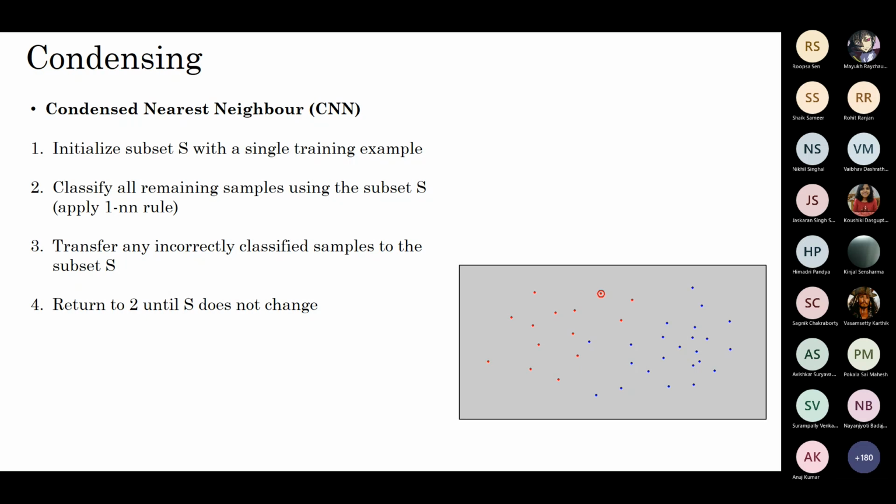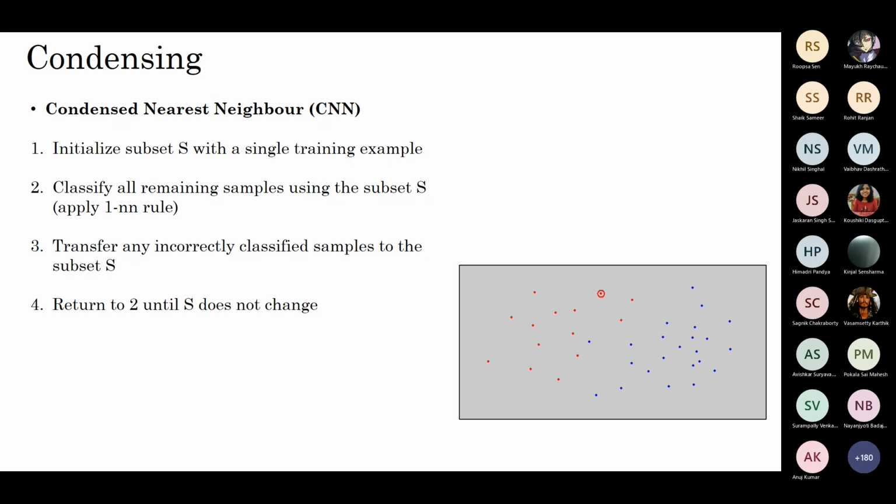So what you do initially is initialize a subset with a single training example. You just randomly choose a single training example from your data and put that into a subset. This is the subset we are going to grow, and this is the subset we will finally produce. Okay. Now what do you do?